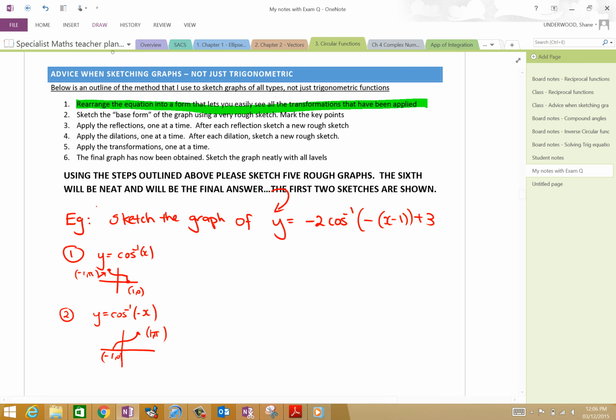Now, I've got a fair few here. This would be as hard as it gets. In other words, if I had 1 minus x, that would not allow me to see that there has been a reflection in the y-axis. Now, it's important to note though, let's note what has happened for this graph. Well, first of all, we can say that there has been a reflection in the y-axis.